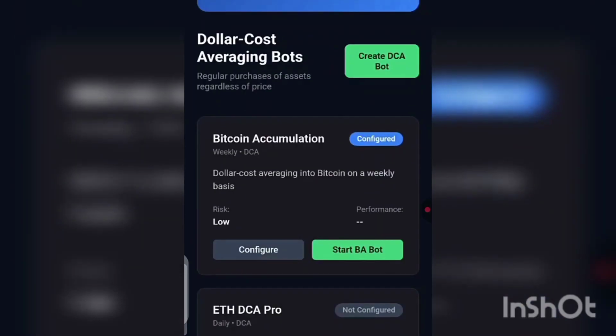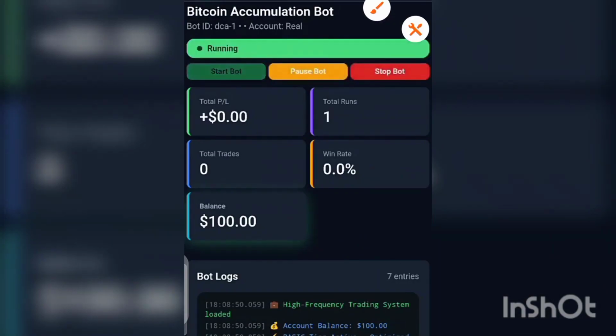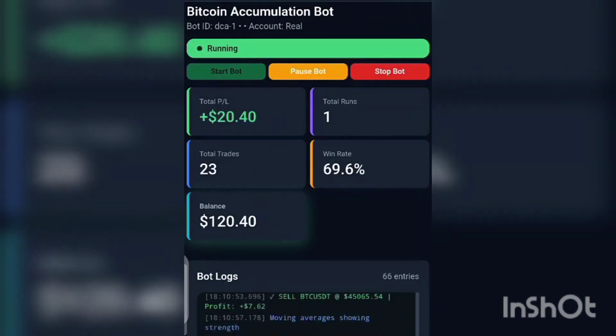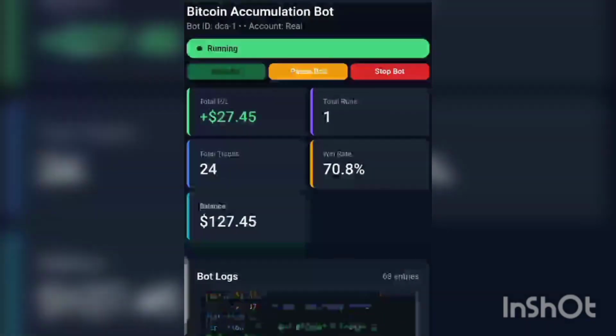So right now the next thing is for me to click start. Since I have configured it, once it has shown this, you click start bot. So this is exactly what you are really going to be seeing. The next thing is for you to click start bot. It will start running on its own. So you can see the bot has actually started running very perfectly.